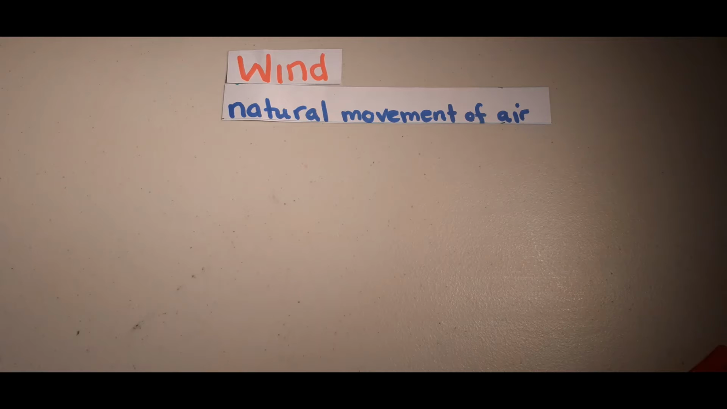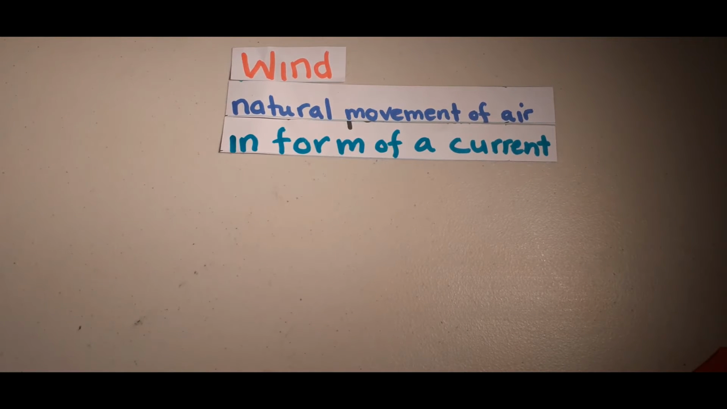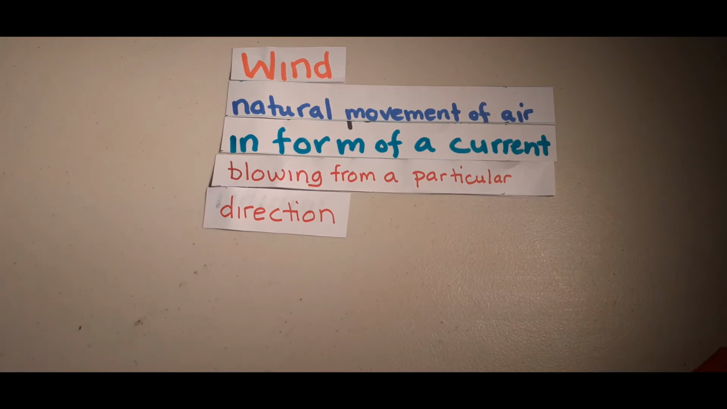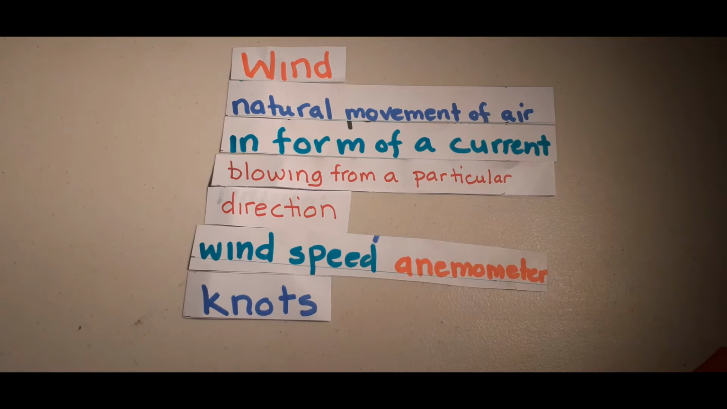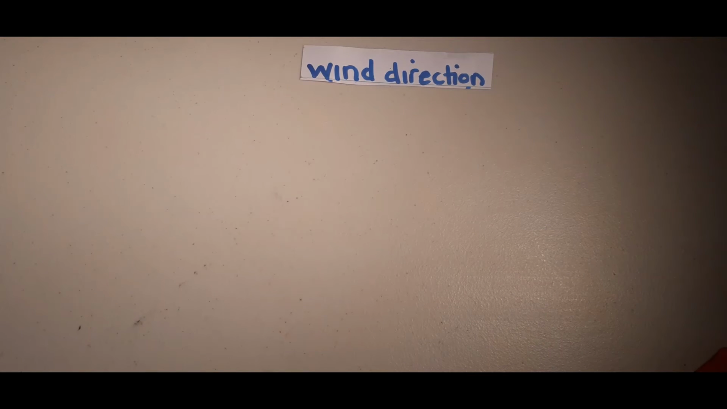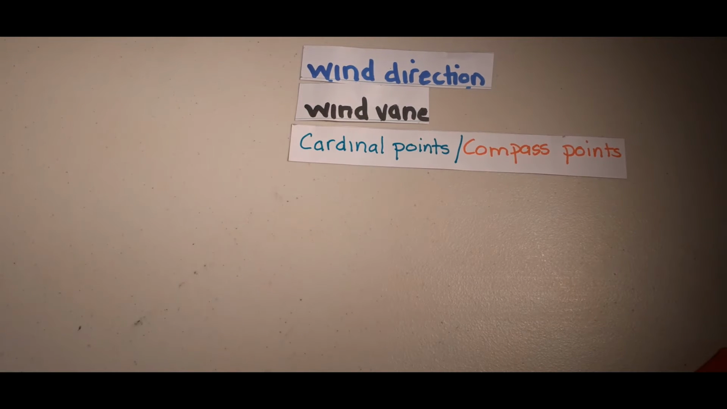Wind is defined as the natural movement of air in the form of a current blowing from a particular direction. The wind speed is measured by an instrument called an anemometer, and the unit of measurement is knots. The other aspect of wind is wind direction, which is measured by an instrument called a wind vane, and the unit of measurement is cardinal points or compass points, that is north, south, east, or west.